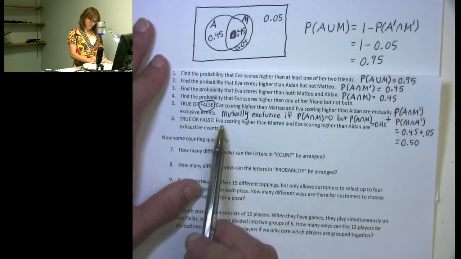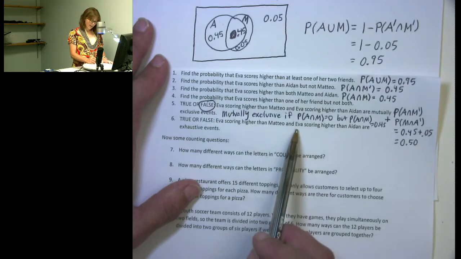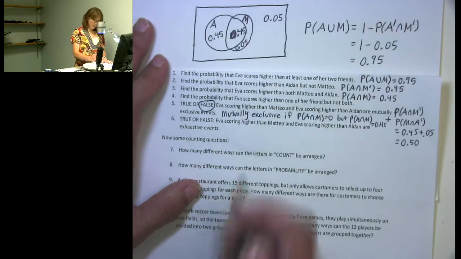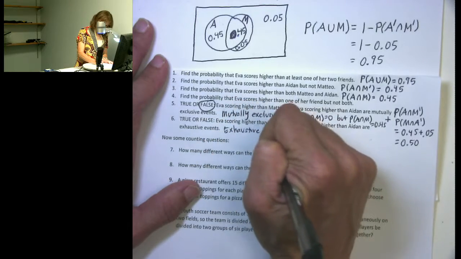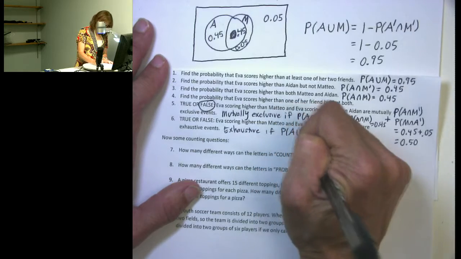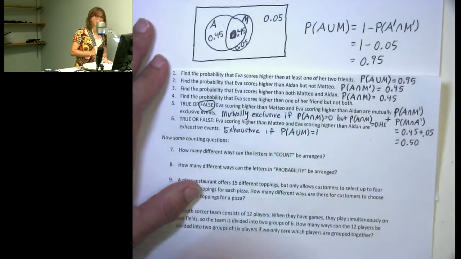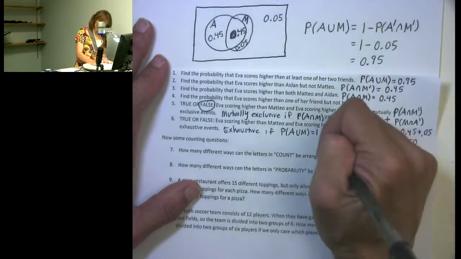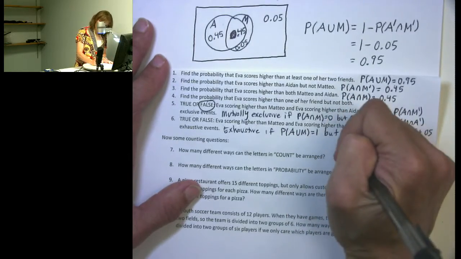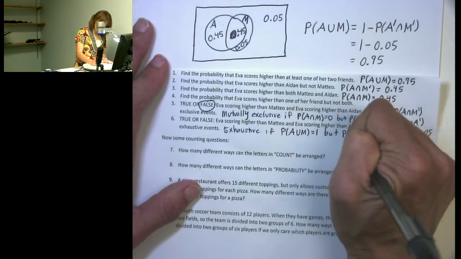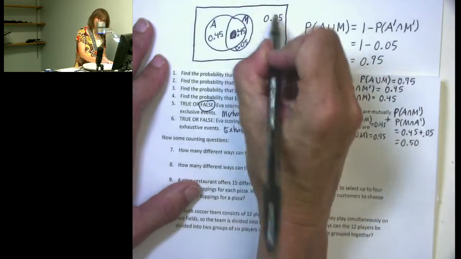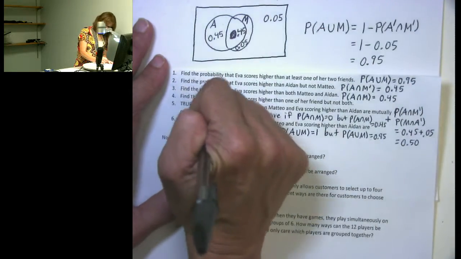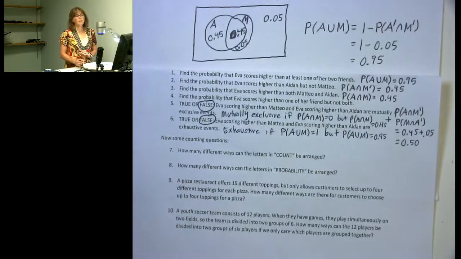Question 6 asks true or false, Eva scoring higher than Mateo and Eva scoring higher than Aiden are exhaustive. Events are exhaustive if the probability of the union is equal to 1. At least one of them must happen. But in this case, the probability of A union M is 0.95. We can see it's possible that she beats neither. So that one also is false. So that brings us through those first set of exercises.